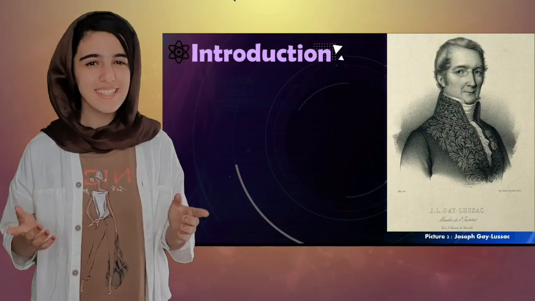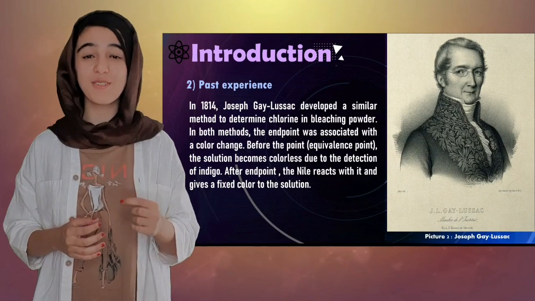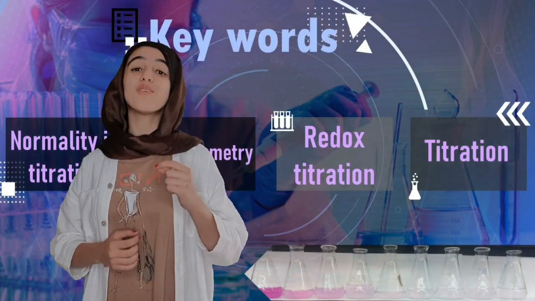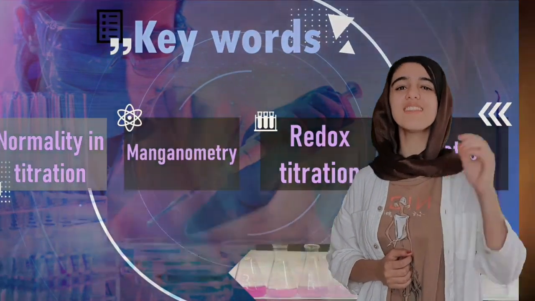Now about past experience. In 1814, Joseph Gay-Lussac developed a similar method to determine chlorine in bleaching fluid. In both methods, they have equivalence or endpoints with color change. Before the equivalence point, the solution becomes colorless, and after that, the titrant reacts and gives a fixed color to the solution. And about keywords, at first we are going to talk about titration, redox titration, manganometry, and normality.